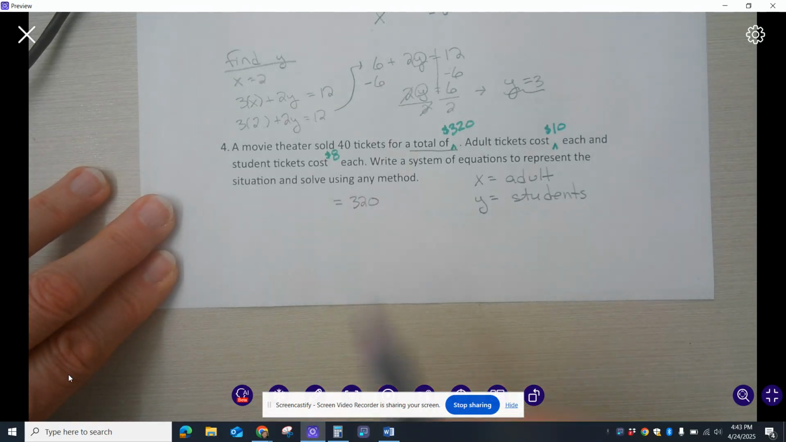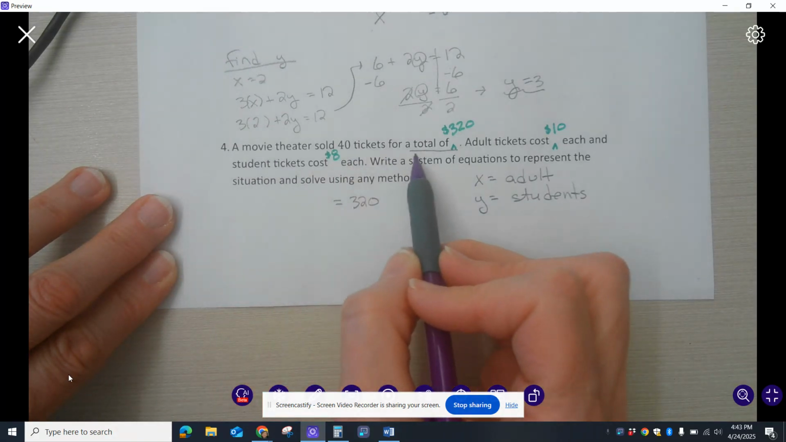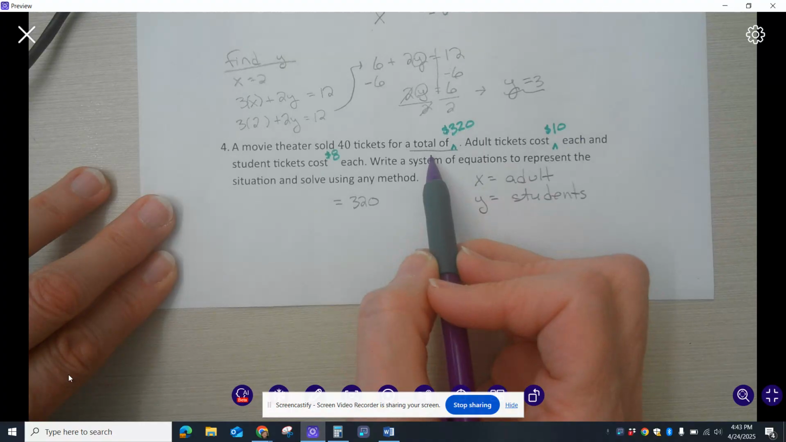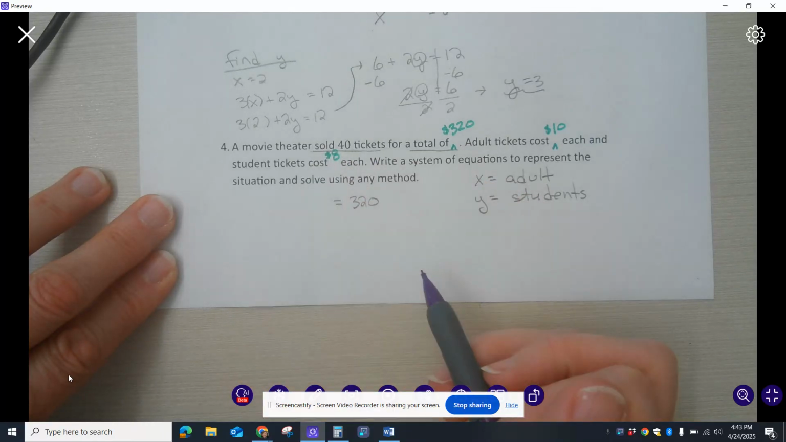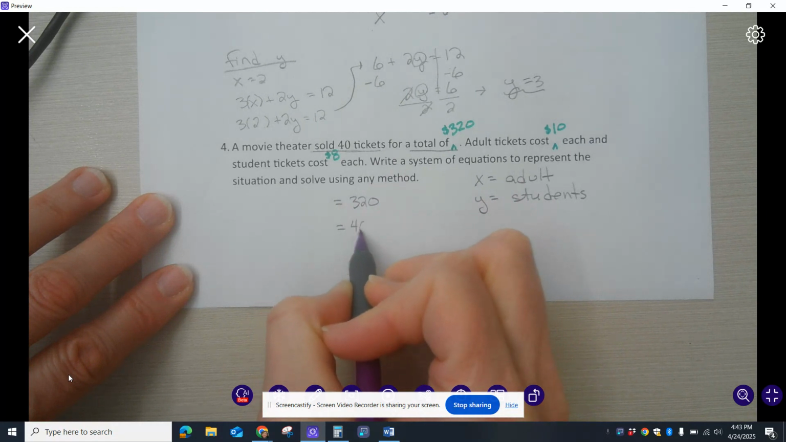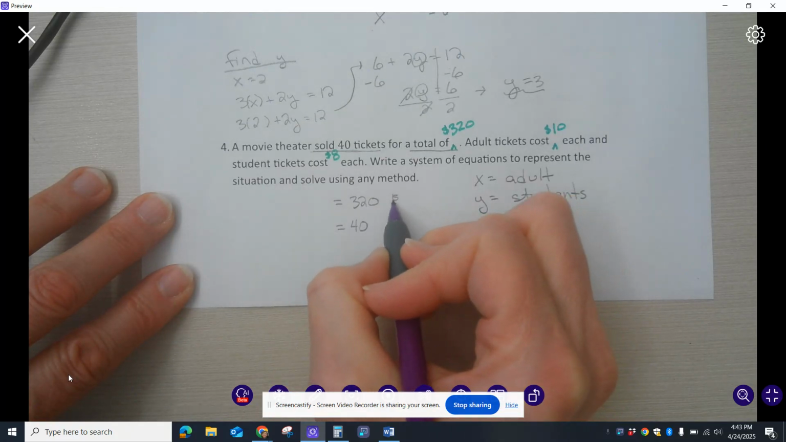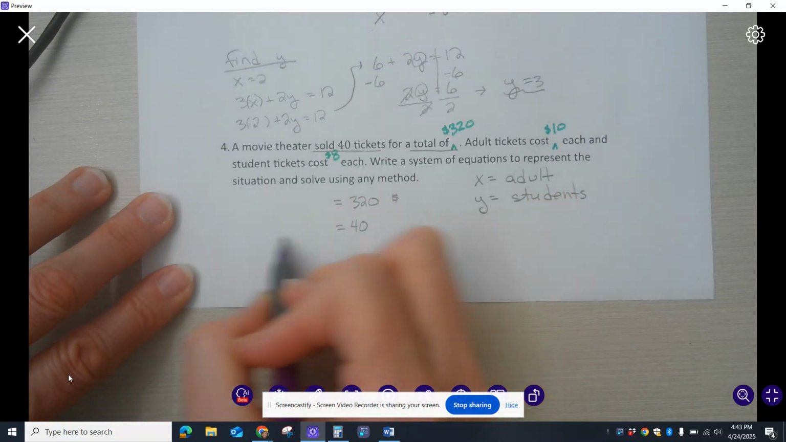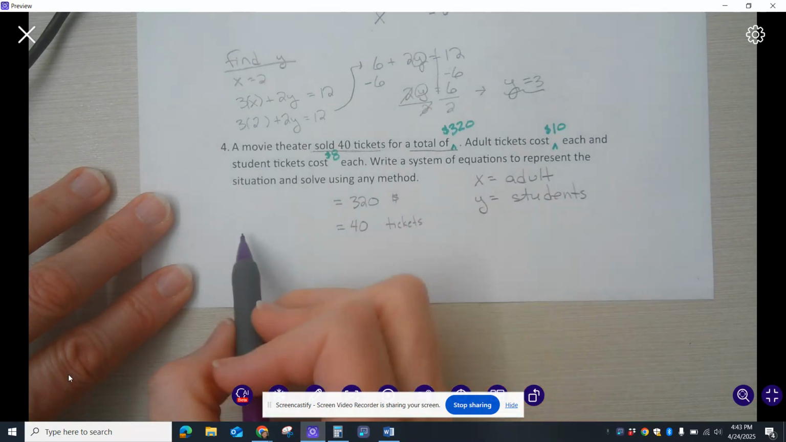So I know that a movie theater sold tickets for a total of $320. They sold 40 tickets. So the total of my tickets is 40. The total of the money collected is 320. So this equation should be all money, and this equation should be all tickets. So let's do the tickets first.